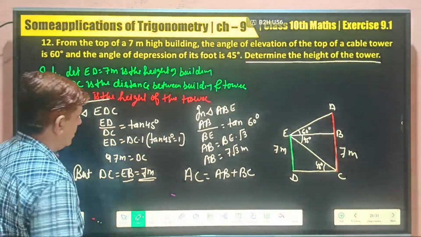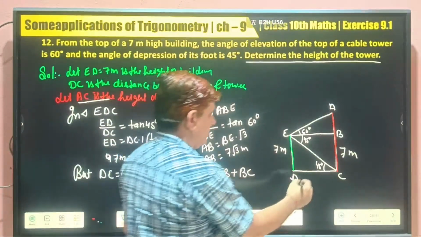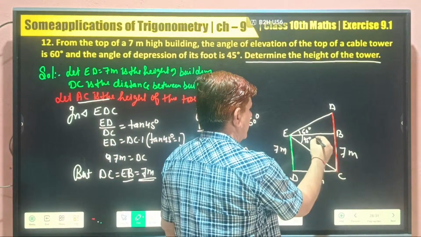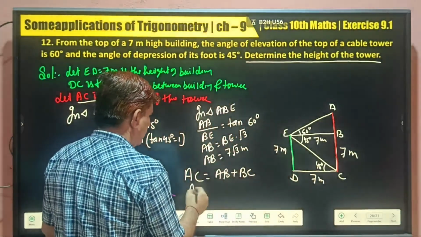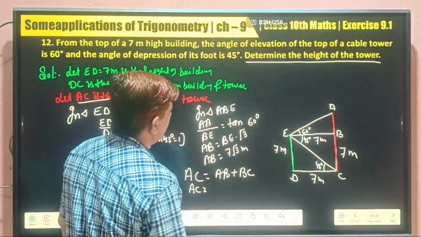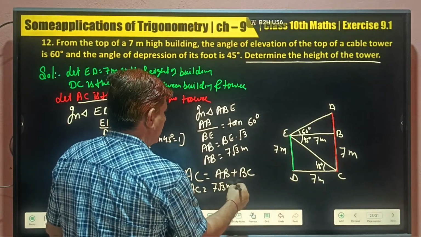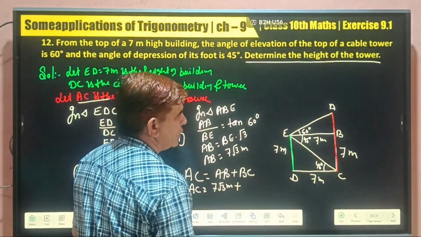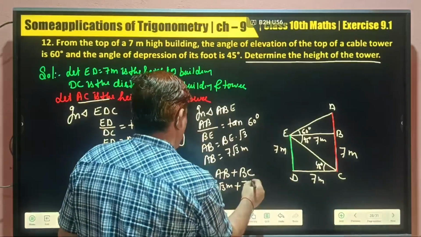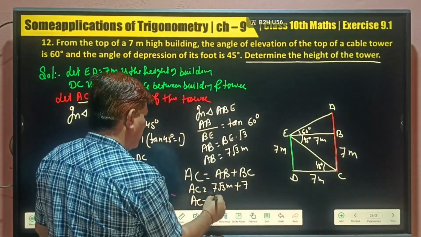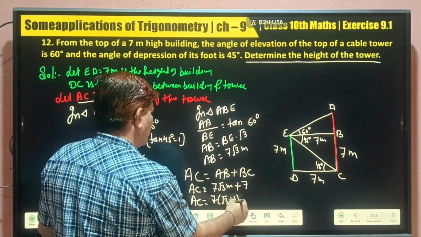BC equals DC. This is also 7 meters. So AC equals AB plus BC. What's AB? 7 root 3 meters, plus BC equals 7. So AC equals 7 taken common, root 3 plus 1 meters.